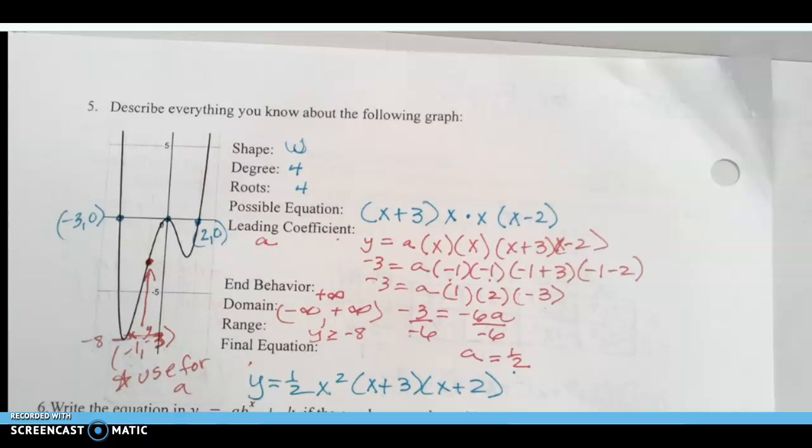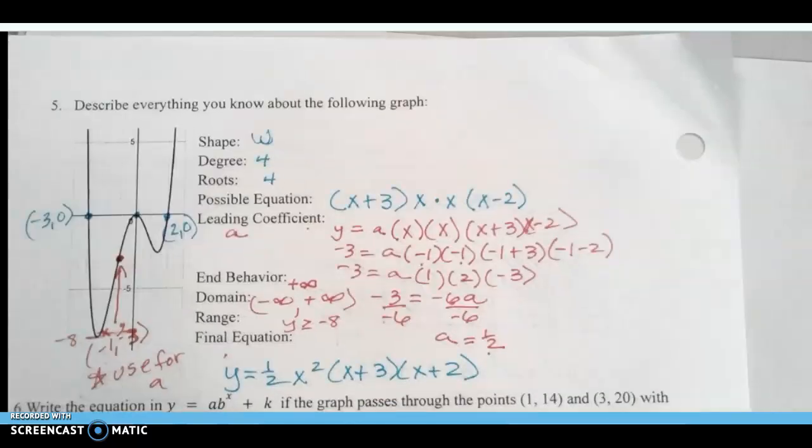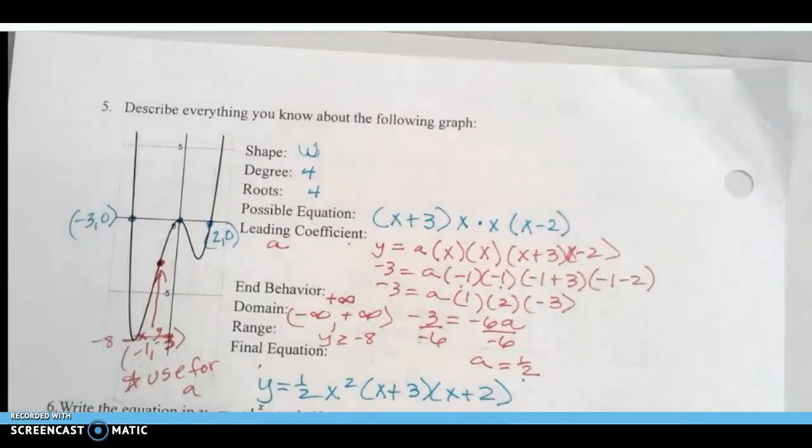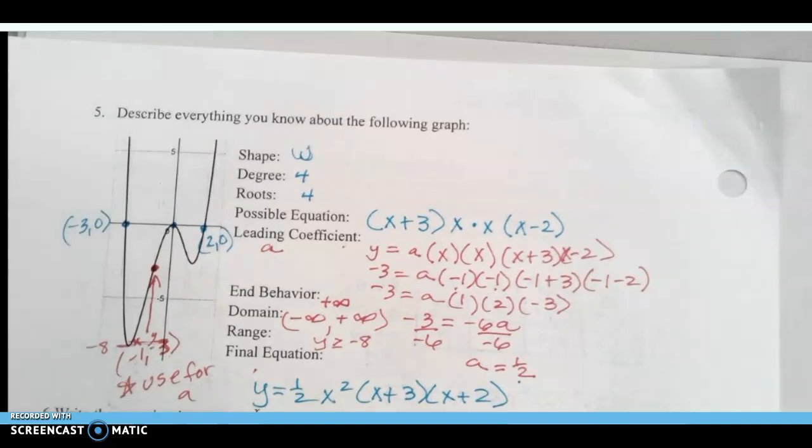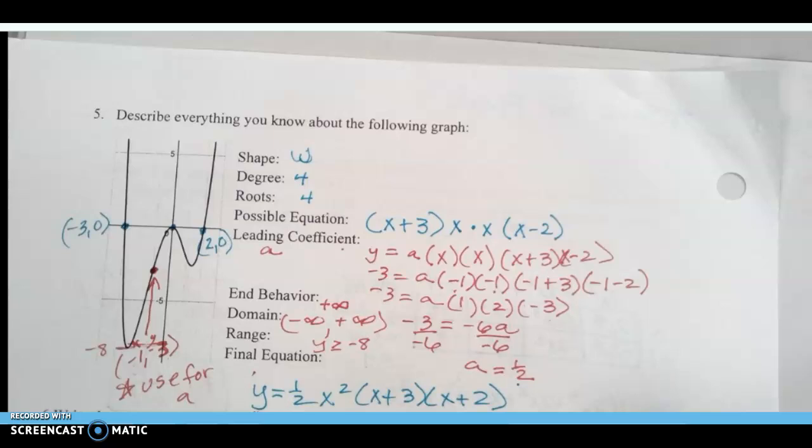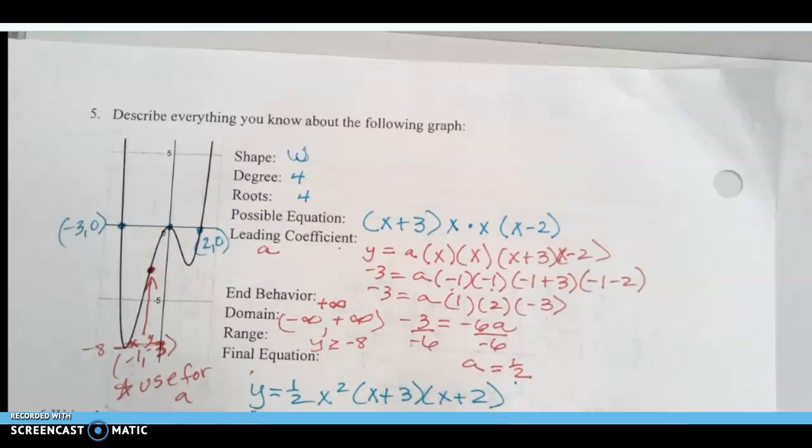All right, question number 6 says, write the equation in the form a times b to the x plus k if the graph passes through the points (1, 14) and (3, 20) with an asymptote of 12. So first, we need to adjust these by subtracting 12 from each of them. That makes this point (1, 2). That makes this point (3, 8).